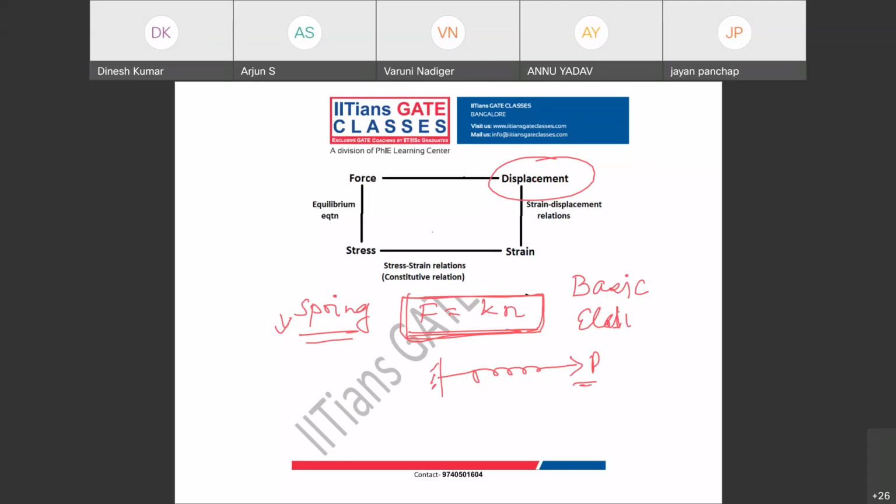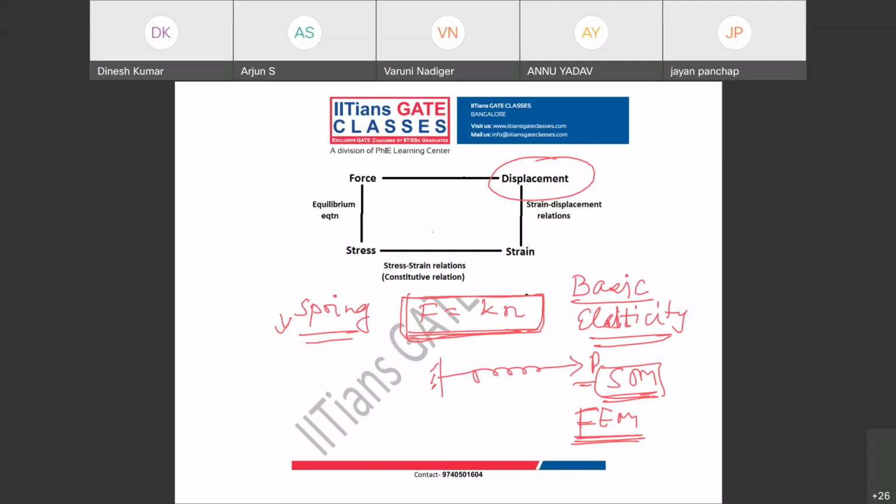So basic elasticity is one of the approaches to solve problems of structural analysis. In the same way, you study strength of material, which is also one of the approaches to solve problems of structural analysis. Then you will learn advanced methods like finite element methods or numerical methods to solve structural analysis problems.